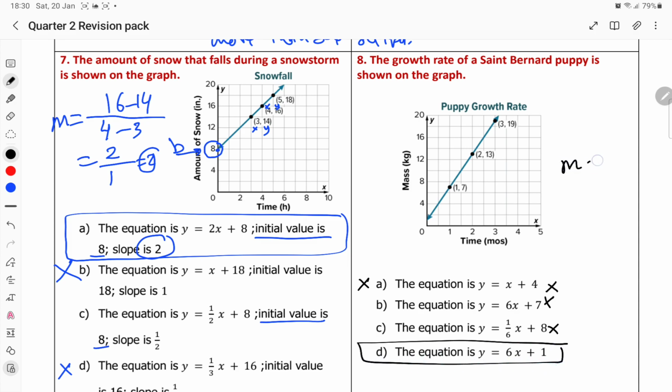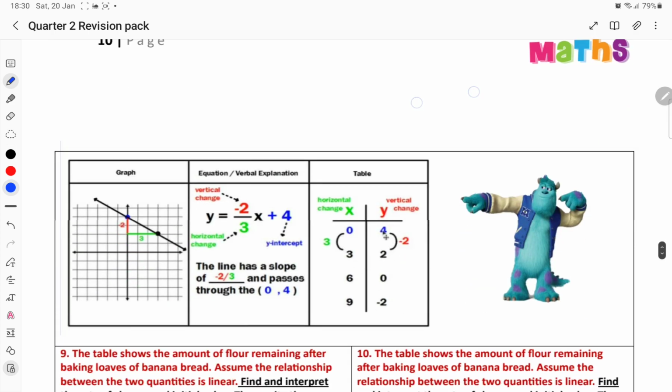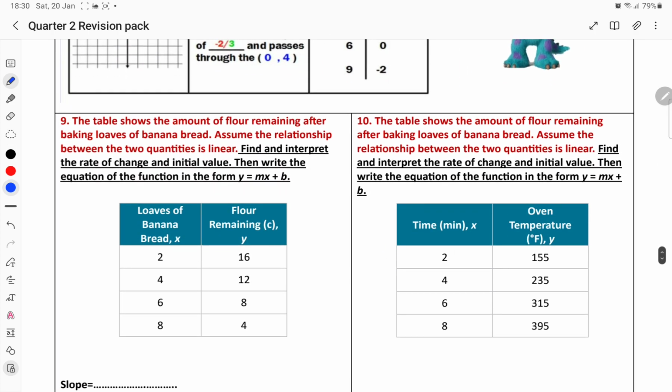If you want to make sure, you can find the slope. Subtract, let's say, this point that has x 3 and y is 19. X is 2, y is 13. Subtract the y together. 19 minus 13 over 3 minus 2. Excellent. 19 minus 13, 6. 3 minus 2, 1. 6 over 1 is 6, so the slope here is 6. That's the correct answer. Very good.